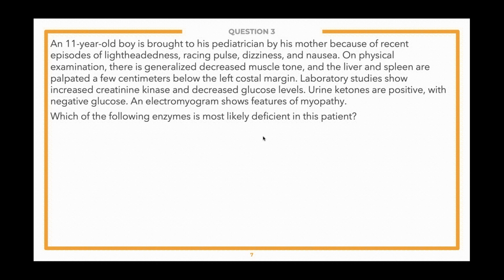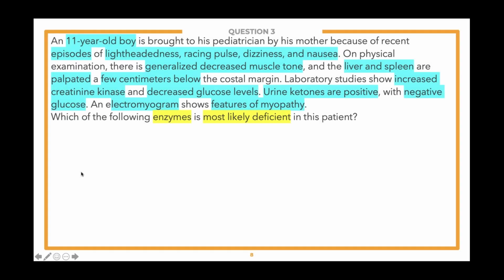Then they tell us he's coming in because of recent episodes of lightheadedness, racing pulse, dizziness, and nausea. Those are what we call the presenting signs and symptoms. You want to make note of that because that's what brought him in to be seen. Now in this case, we are working with a biochemistry question, so you definitely want to make note of the things we've highlighted there: muscle tone, liver, spleen, and levels of certain things in the blood and urine.